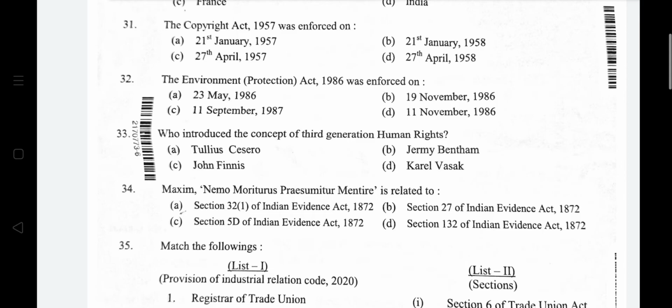Question number 33. Who introduced the concept of third generation human rights? Option A. Tullius Cicero, B. Jeremy Bentham, C. John Finnis, D. Karel Vasak. Answer is D. Karel Vasak.